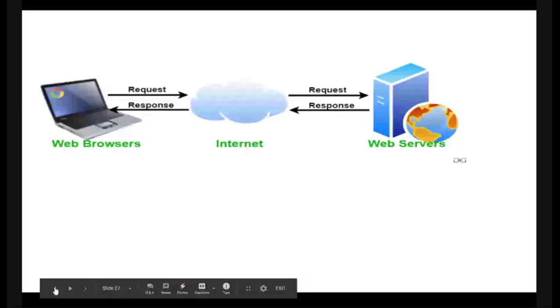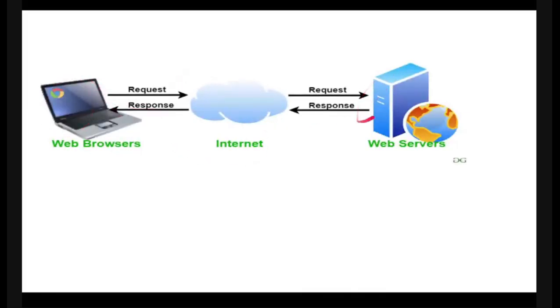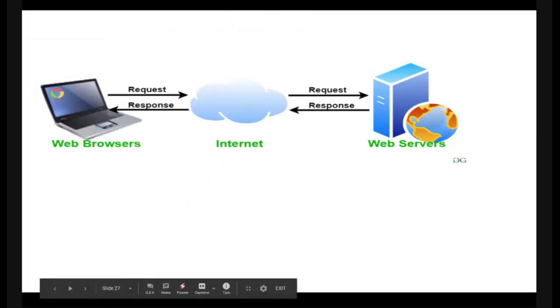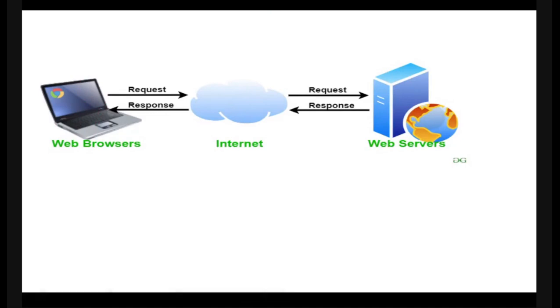Okay, so see, this is the web browser, this is the internet, and this is the web server. Whenever we give a request, that request is accepted by the internet, and that request is received by the web server. After receiving the request, it gives the response to the internet, and the internet gives the response to the web browser. So the internet is the medium, the web server is the backbone, and the web browser is the client that receives the data. Clear with this much?